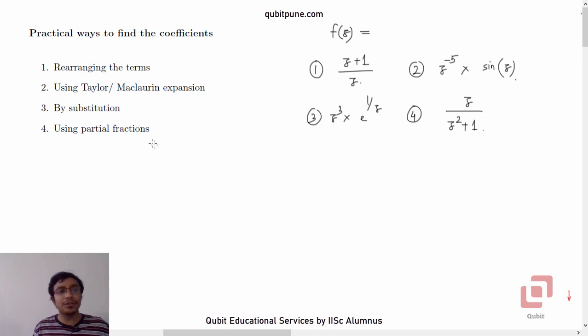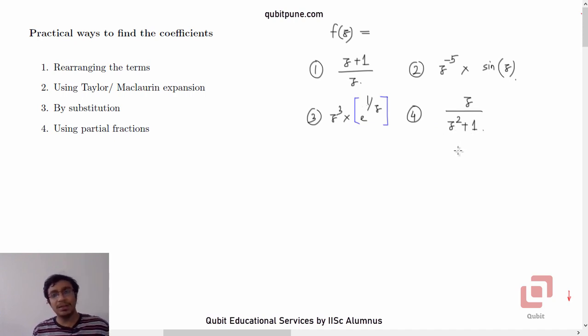So as I said, we will be talking about 4 different methods to get the coefficients of the Laurent series. In particular we will be talking about these 4 functions. The first one is z plus 1 upon z, a rational function. Second, z to the power minus 5 into sine of z, a product of a rational function and a trigonometric function. Third, z cube times the composite exponential function where the exponent is 1 upon z, and the fourth one is z upon z squared plus 1.